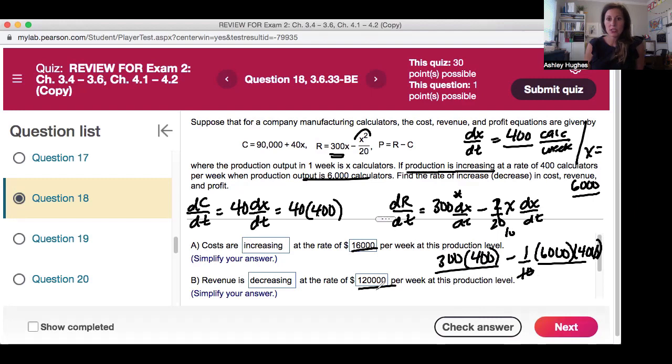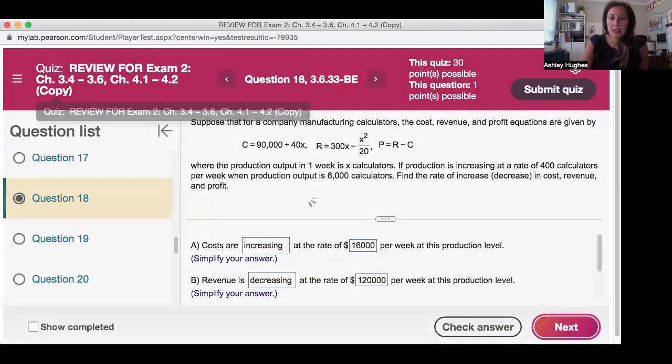And then you just subtract this minus that, and that gives you the profit. And this is decreasing, this is negative. So decreasing was the negative piece, because we're going to get negative 120,000 when you do that. And subtract that, take that minus this, and that gives you the rate of change of the profit.